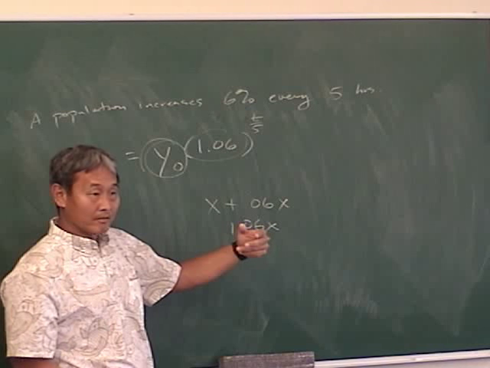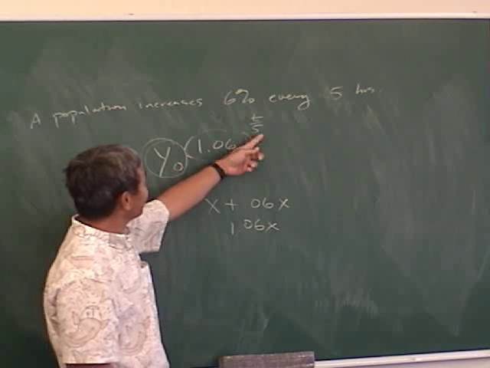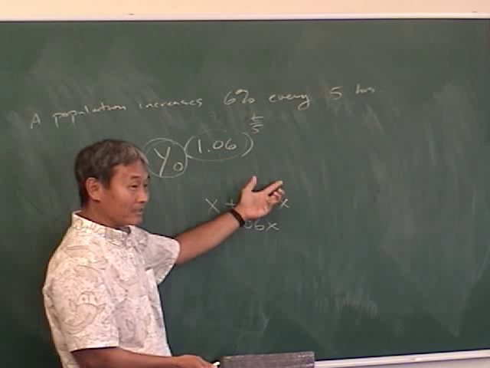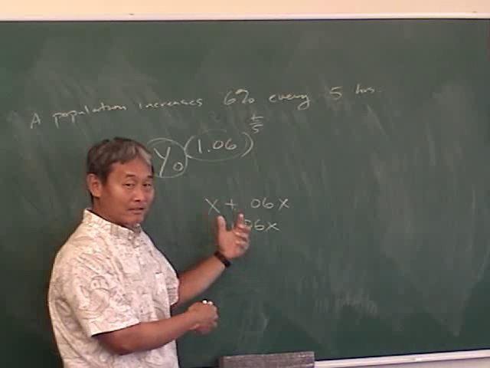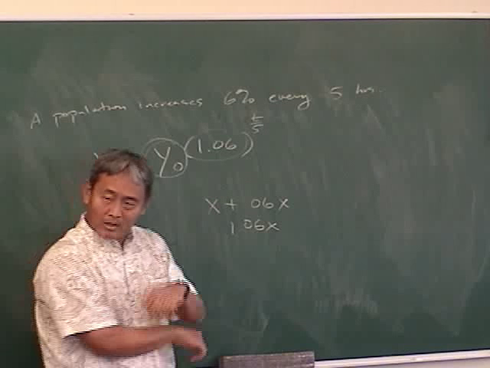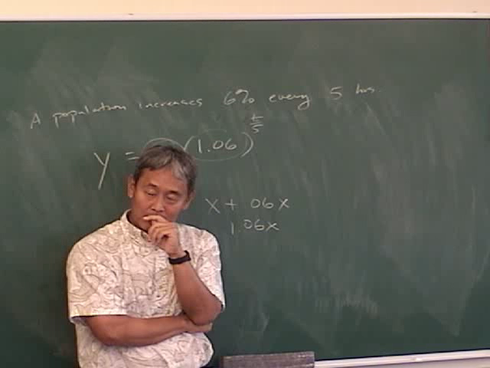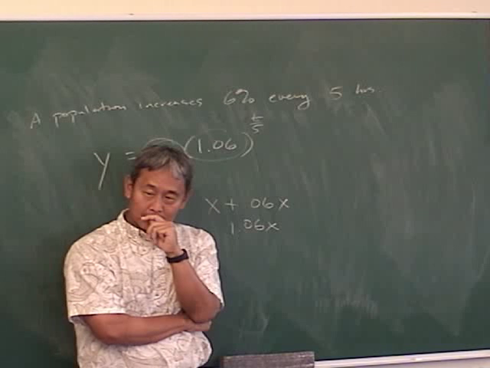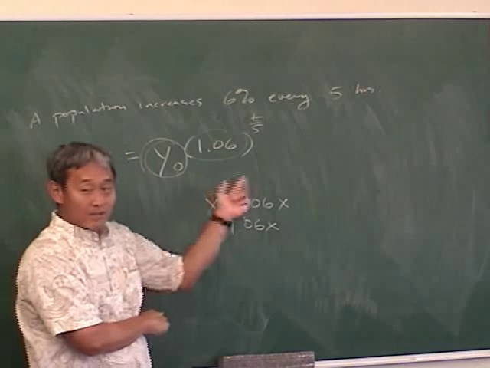And if it increases every 5 hours, do you see why it's t over 5? Because when you plug in 5, you get 5 over 5, which is 1, and then this to the 1st power is that. But if you had 1 hour, wouldn't it be 1/5? So it'd be the 5th root. It's still going to be bigger than 1, yeah.